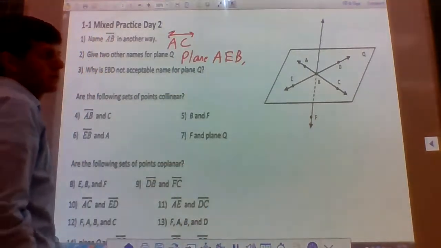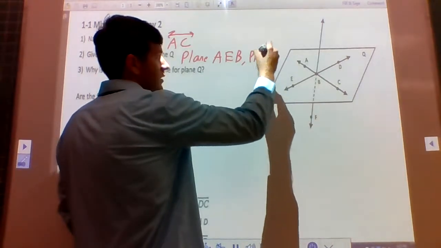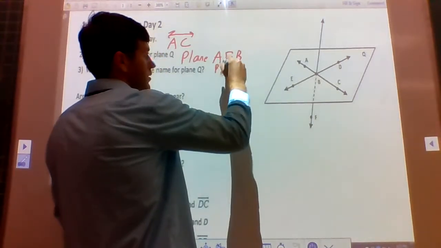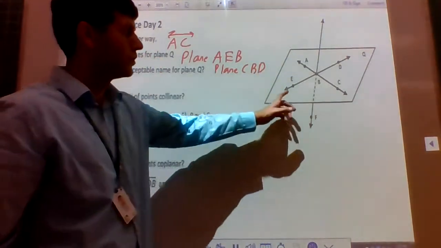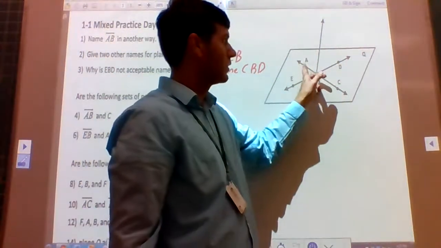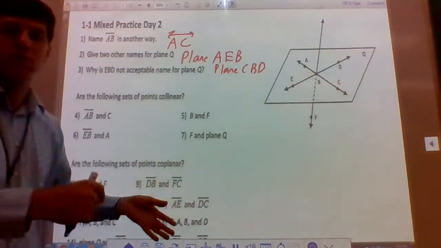Or points C, B, and D. Plane C, B, and D. Okay, what we can't do is we can't do plane E, B, and D, and we can't do plane A, B, and C. Because you need 3 non-collinear points that are in the plane.